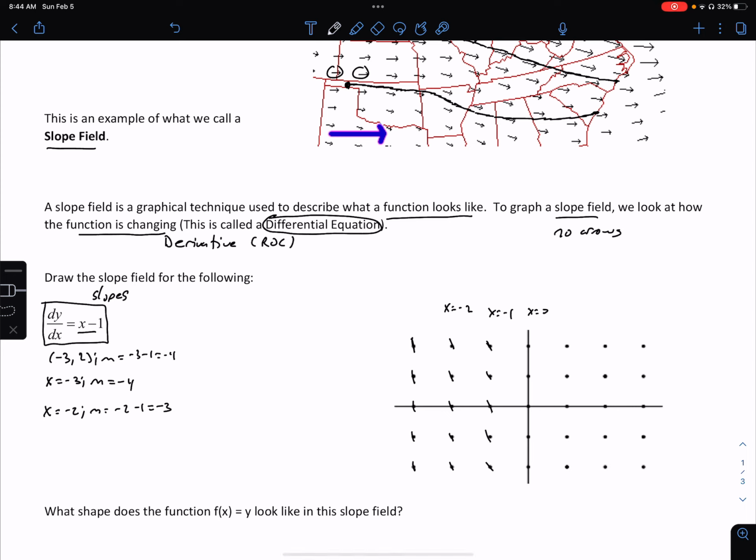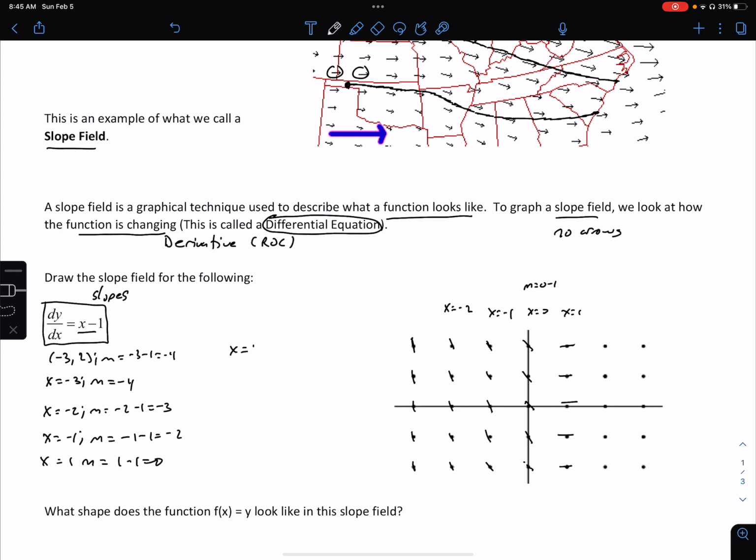If x is 0, my rule says the slope is going to be 0 minus 1. So negative 1, negative 1, negative 1, negative 1, negative 1. And if we're at 1, my slope is going to be 1 minus 1. So it's 0, 0, 0, 0, 0. Because remember, if I go over here, if x is negative 1, my slope is negative 1 minus 1, which is negative 2. If x is 1, my slope is 1 minus 1, which is 0.